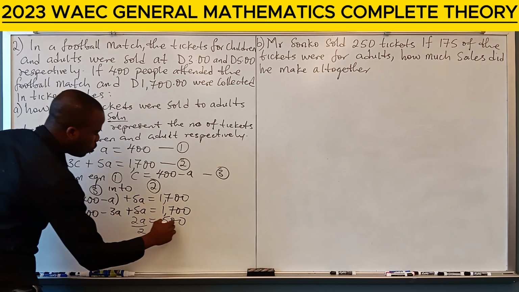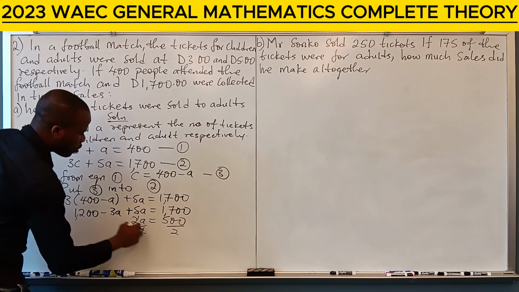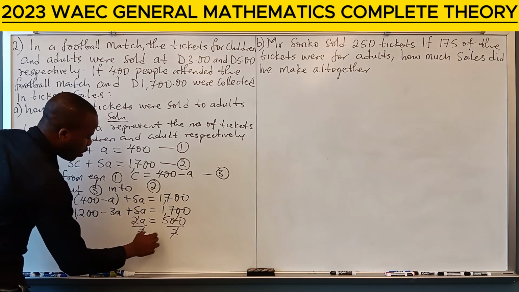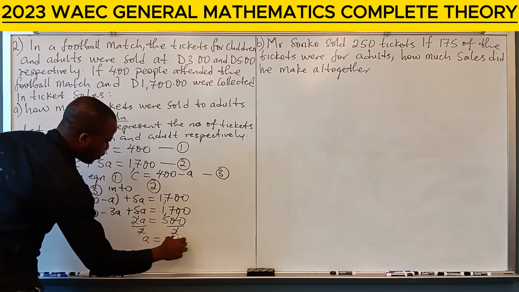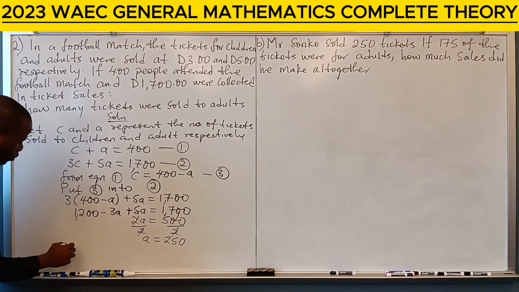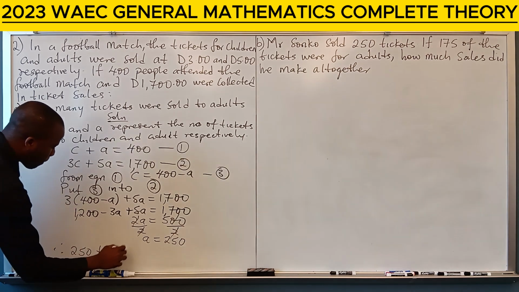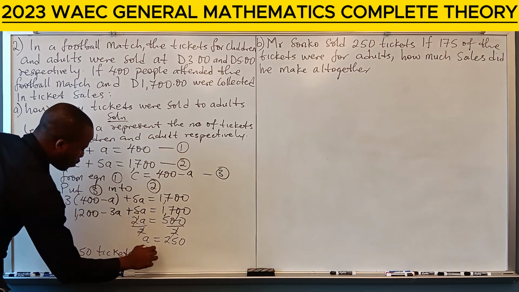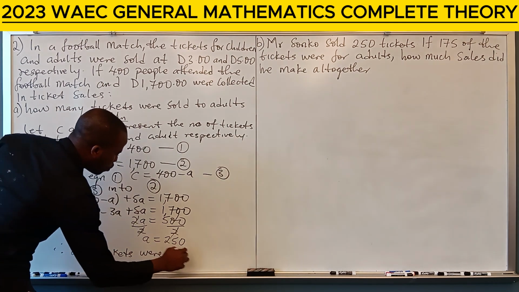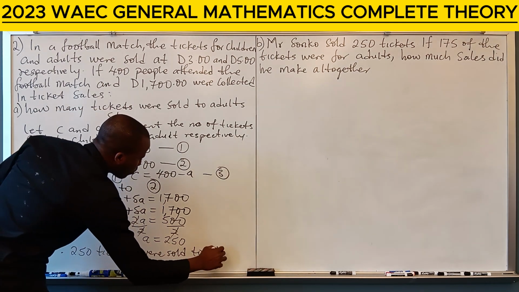Divide both sides by 2. A is 250. Therefore, 250 tickets were sold to adults.